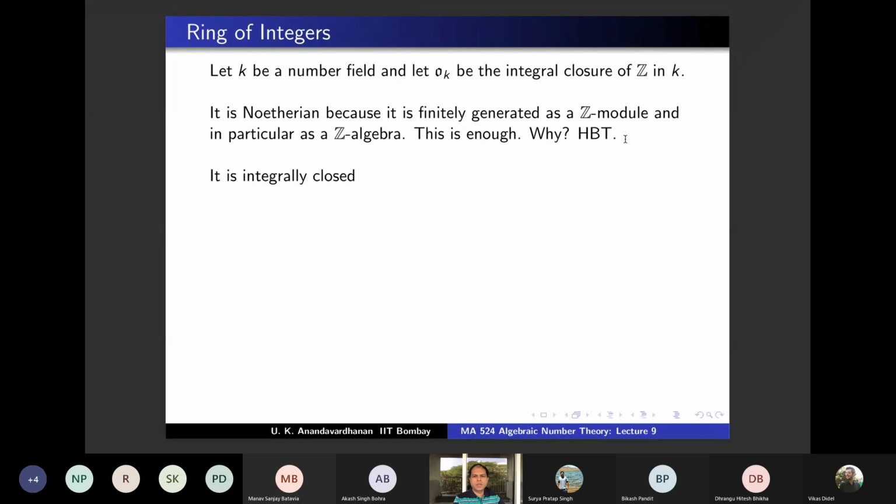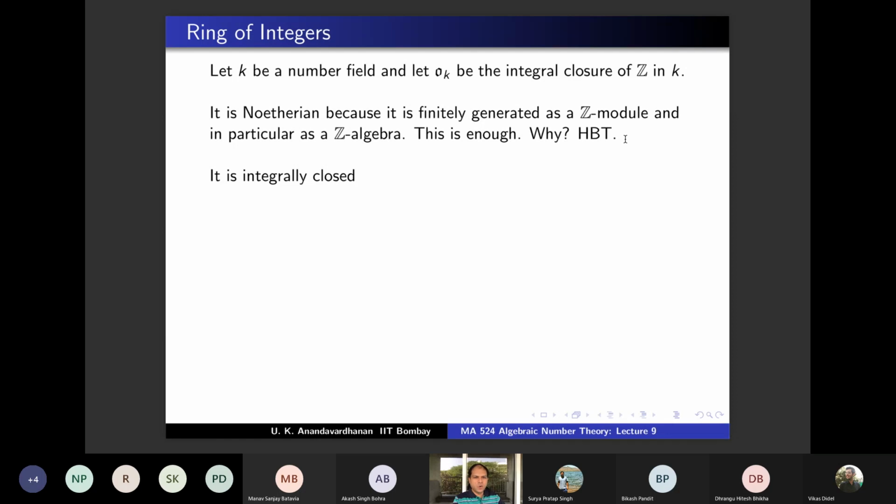So the answer is the Hilbert basis theorem. I could have given the biographical detail of Hilbert, but this is not part of our course. Anyway, Hilbert is too famous, all of you know about Hilbert.